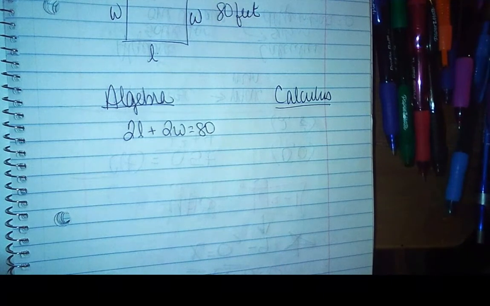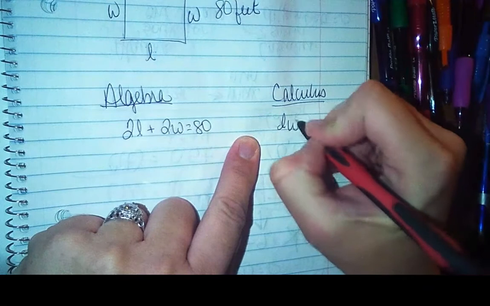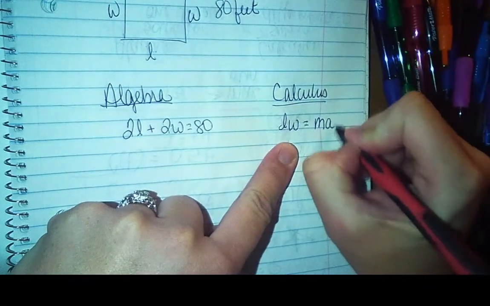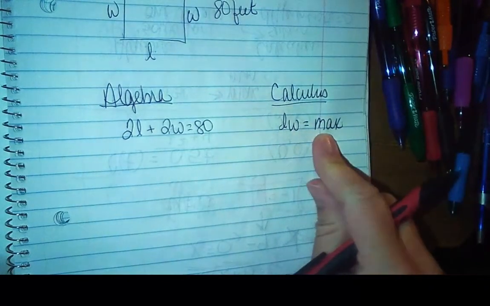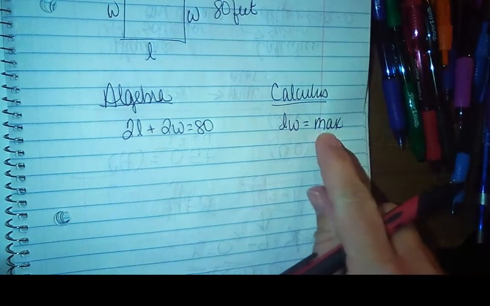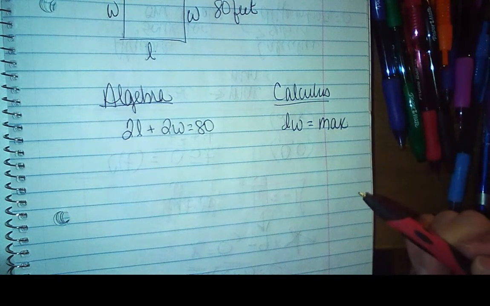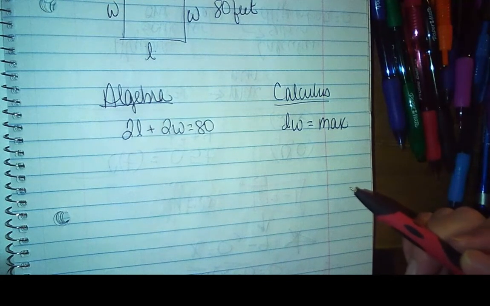Now the calculus side says I want the largest area. I want to maximize my area. Well, how do I find area? Length times width needs to be a max. And again, this is one of my little hints right here. Instead of setting it equal to anything, I'm going to put max until I take a derivative. Then I'll set it equal to 0. And it's just a little mental thing for me to track, so that I know when I've done what.